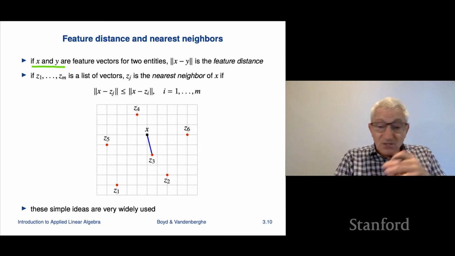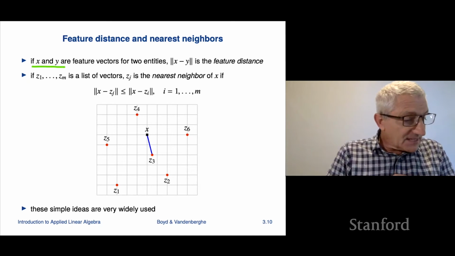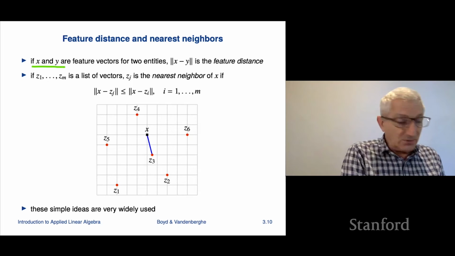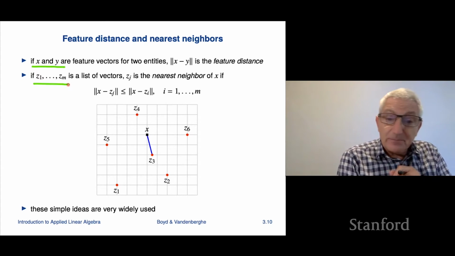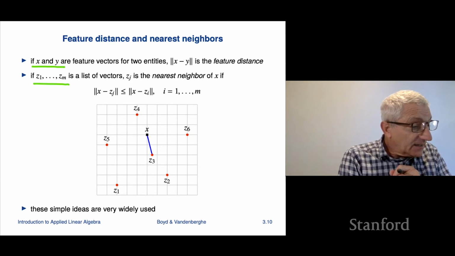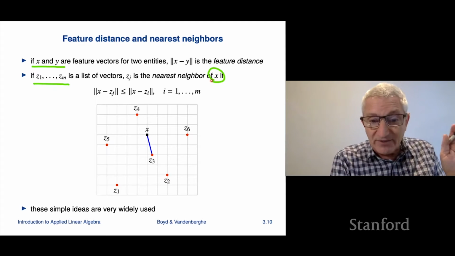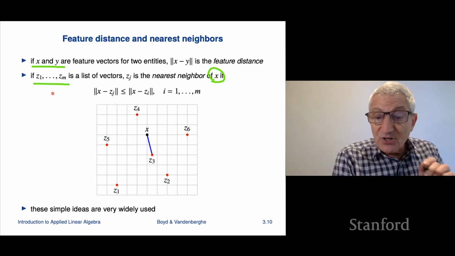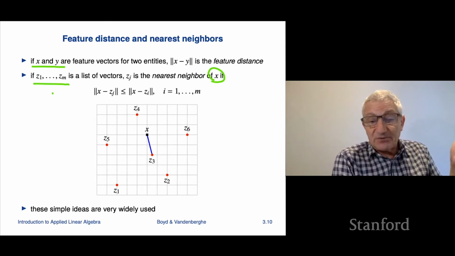So that's the idea. Okay, so this brings us to this idea of a nearest neighbor. It's something you will hear about in other courses for sure. Maybe we'll say something about it later too. So here, if I have a list of vectors, the z_j, and I have another vector x, like a query vector, then among this list of vectors, the one that is closest to x, we're going to call the nearest neighbor. Makes perfect sense, right?